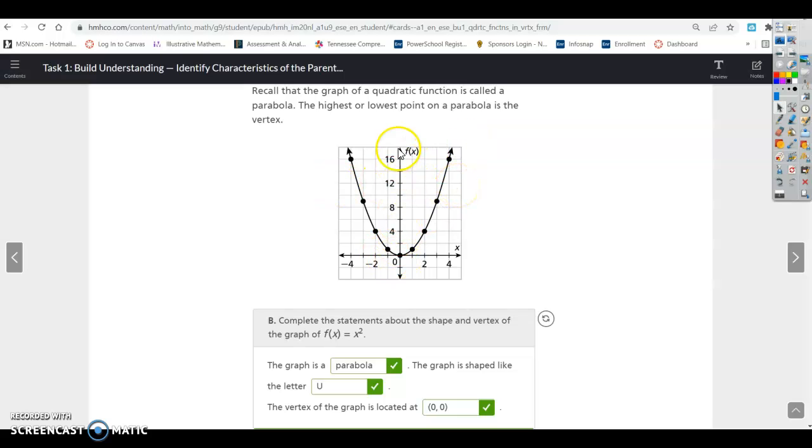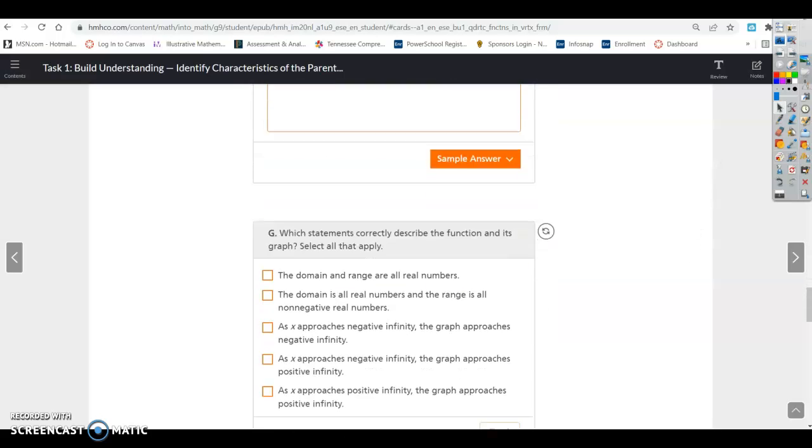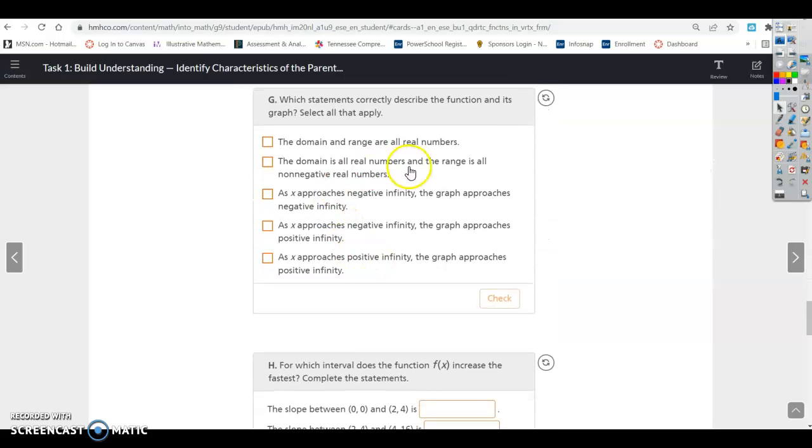But the range is your y values. And you can see that the graph is going to include everything above 0, but nothing below 0. So there's no part of the graph that ends up being below 0. So this one, the domain is all real numbers and the range is all non-negative real numbers, is true.